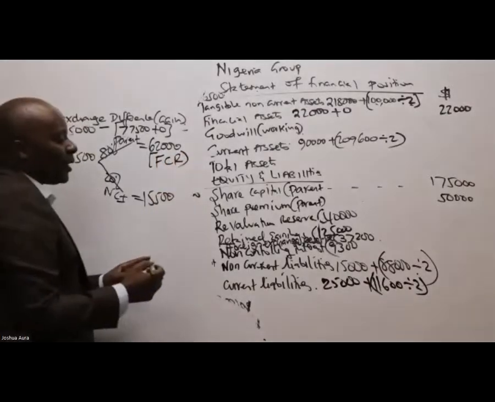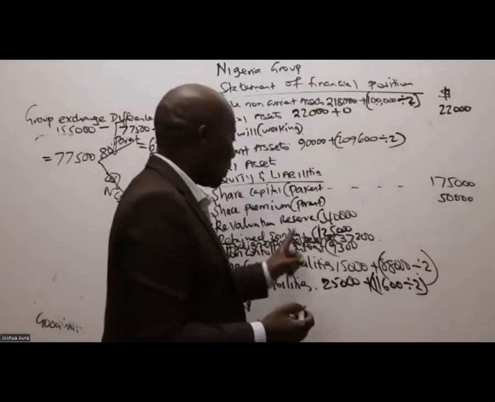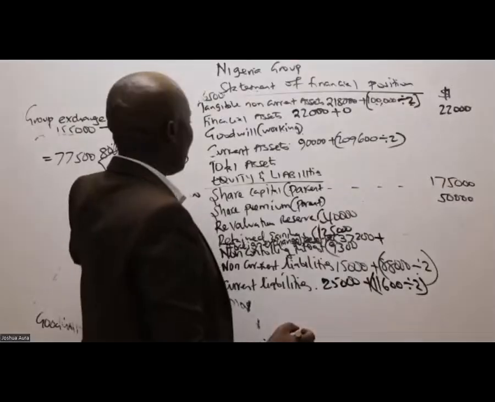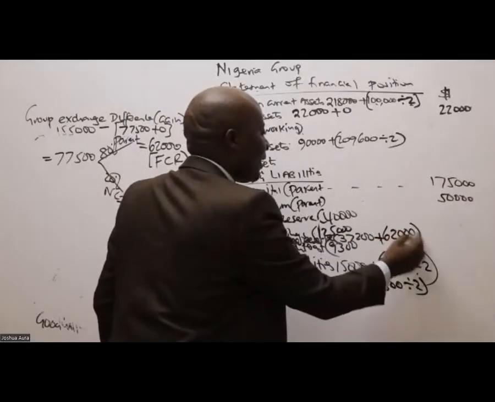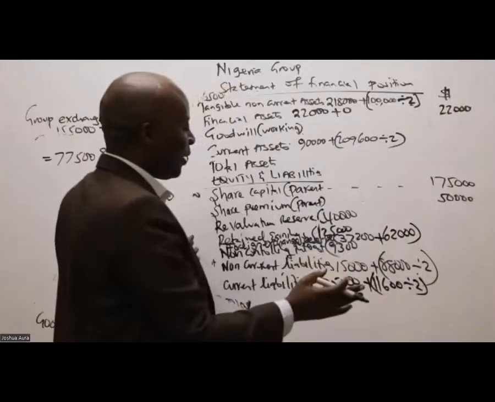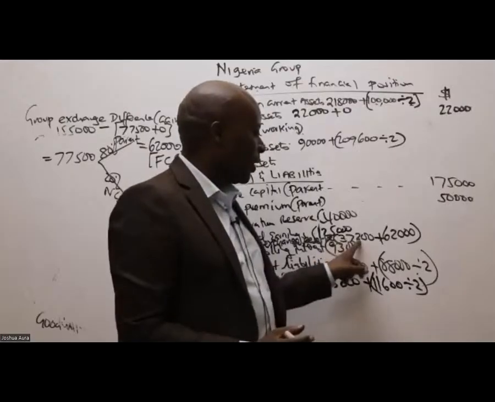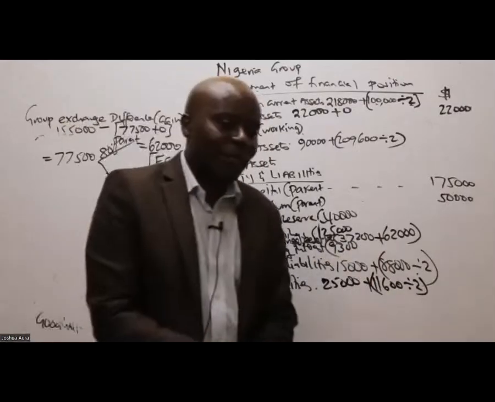So in your foreign currency or foreign exchange reserve, add there plus 62,000. And this is all for the foreign exchange reserve. So could you kindly give me this figure? What is 37,200 plus 62,000? Please give me that figure.